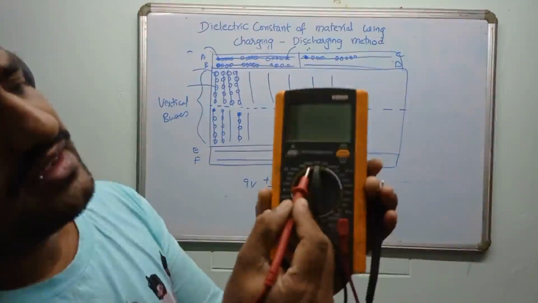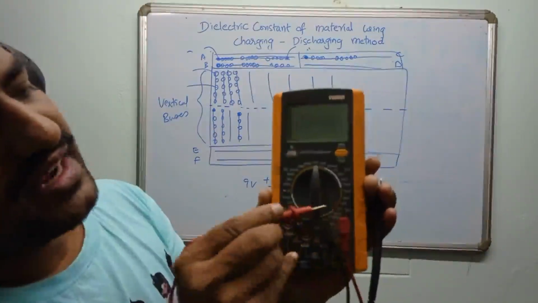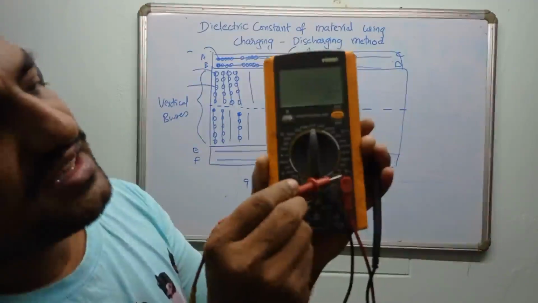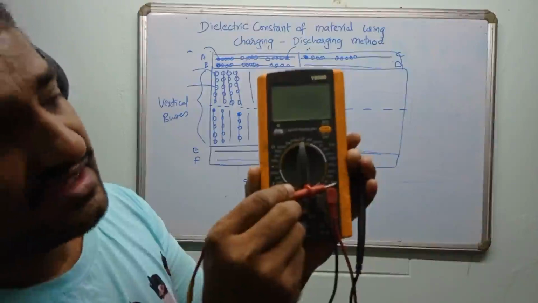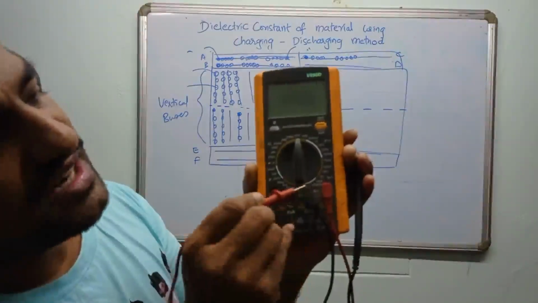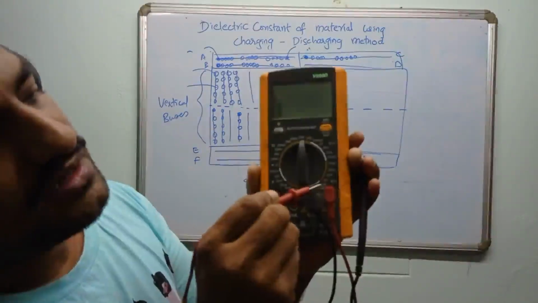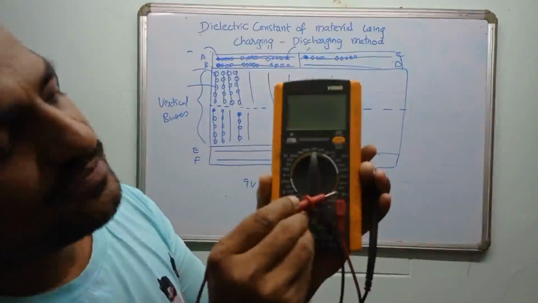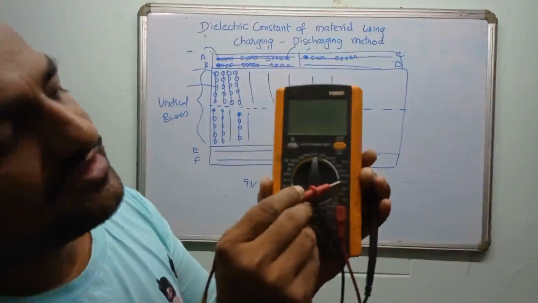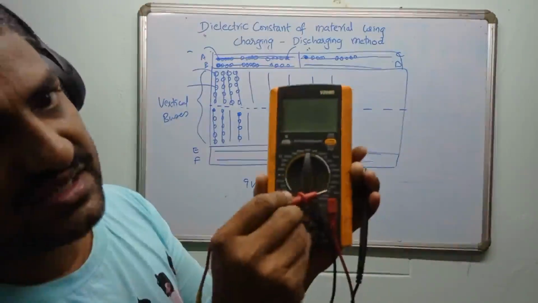And similarly, there is another V at the bottom. You can see here there is a V with a tilde. This tilde symbol indicates that this is AC. So you can measure the AC voltage starting from 200 millivolts, 2 volts, 20 volts, 200 volts, 750 volts, etc. So this is for AC measurement.